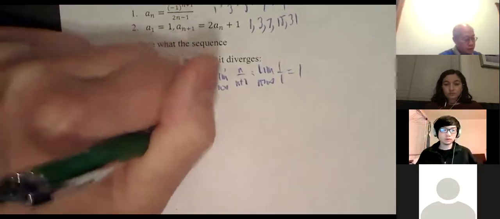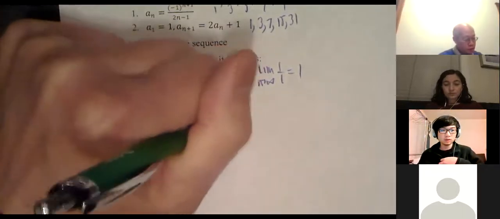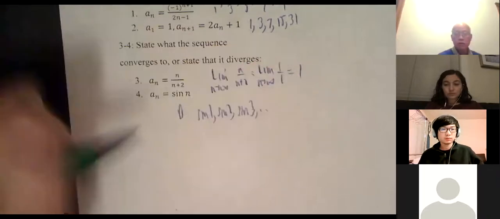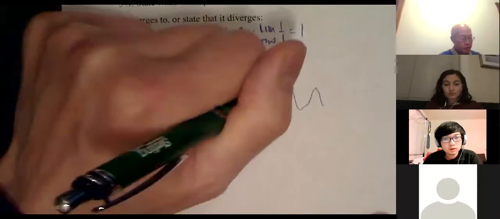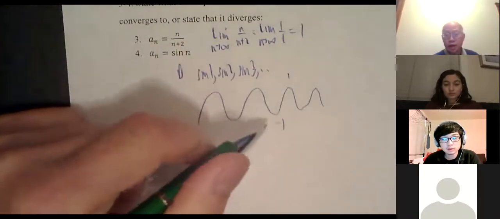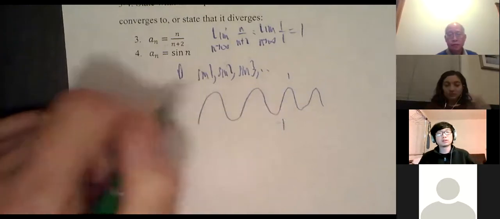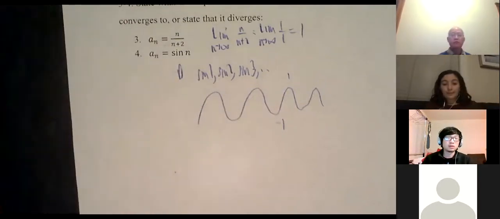Okay, and number 4 diverges. You'd have sine of 1, sine of 2, sine of 3, and so on. Well, we know the way the sine function works from trig, it just goes up and down, up and down. It just bounces back and forth between -1 and +1, never approaching any one number. So this one diverges. You can just put D for diverges.